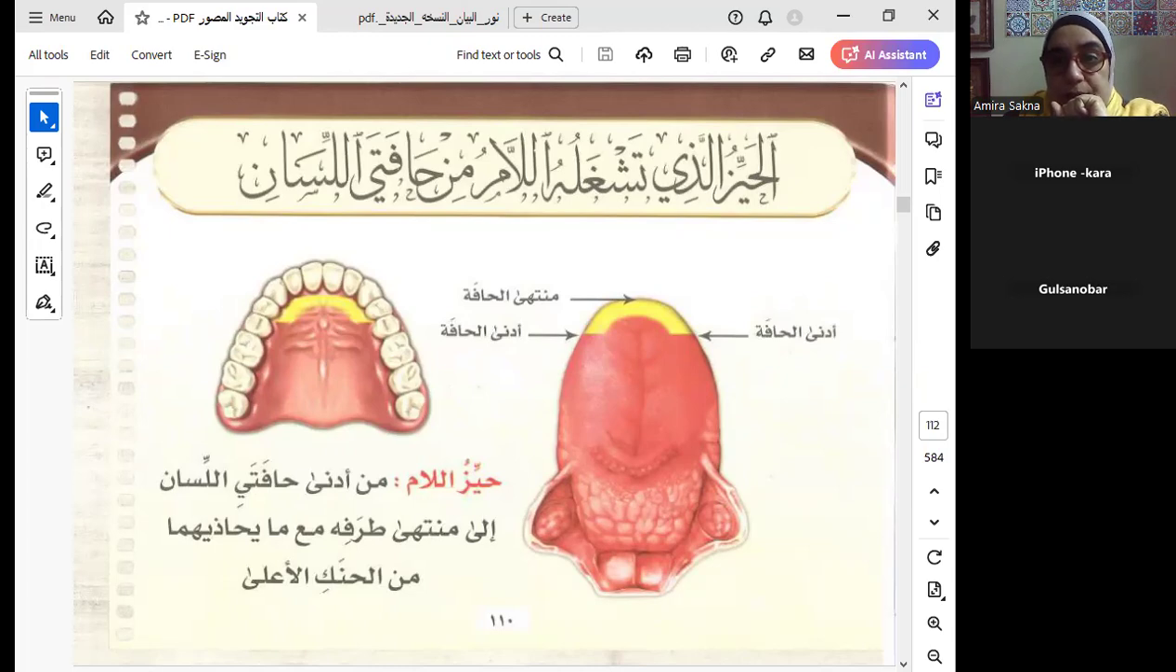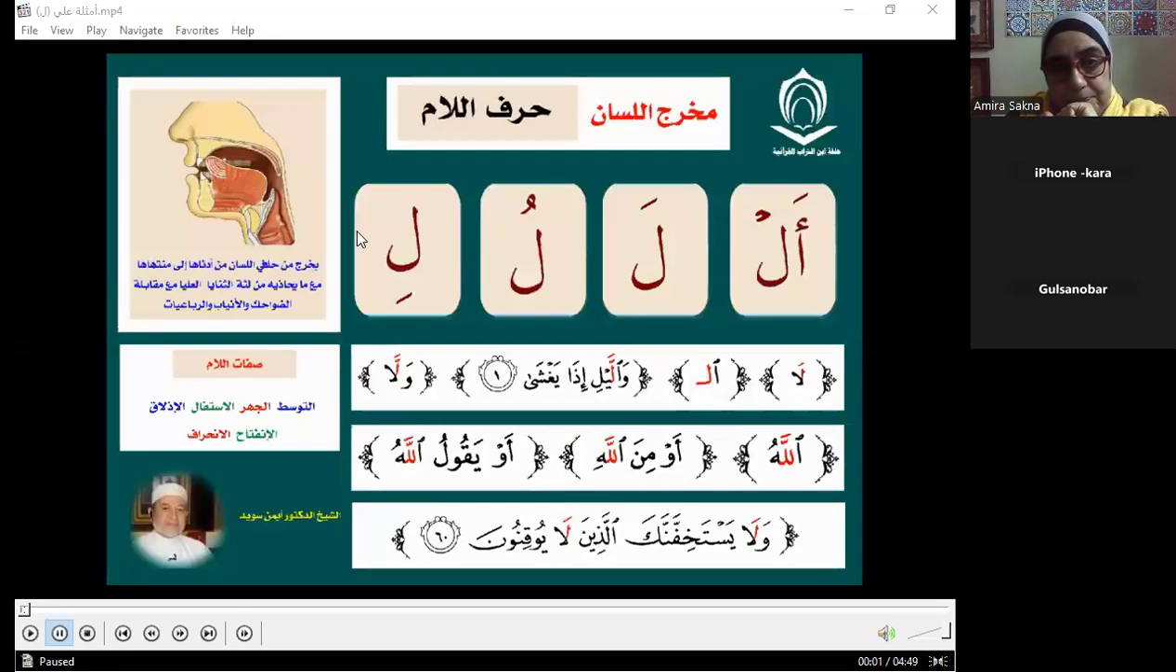I want to share with you something else. I want to have some examples regarding lam, inshallah. Now you can see. Okay. Lam is not really difficult, because the majority of languages do have lam, and more or less it's not far from the pronunciation of the Arabic lam. But still, pay attention to our articulation point, okay?